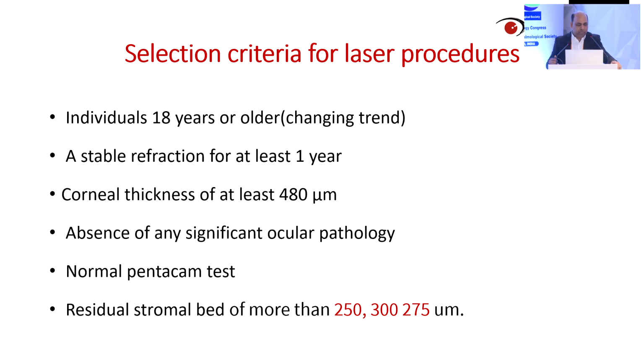Again, corneal thickness, which is the cutoff in my practice, is 480 micron. I don't touch patients less than 480. If it is less than 480, it's better to go for ICL. Whether the number is 3 or 4 diopter also, ICL is the preferred procedure in these cases. And absence of any significant ocular pathology.